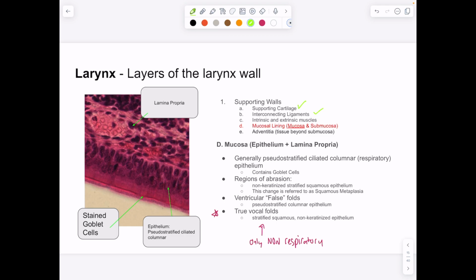deepest part, the interconnecting ligaments between those. We have some muscle in this region. We're focused on the mucosa, and then deep past the cartilage is going to be the adventitia. And we'll see that, but our mucosa is our epithelium plus our lamina propria.